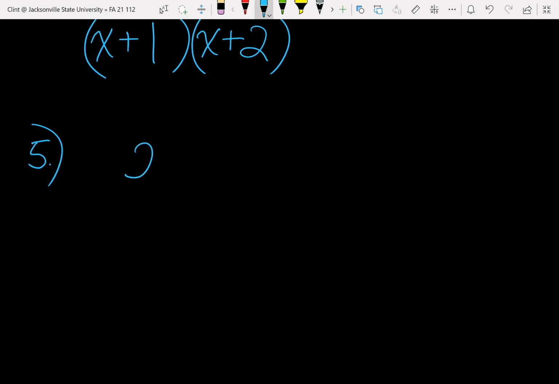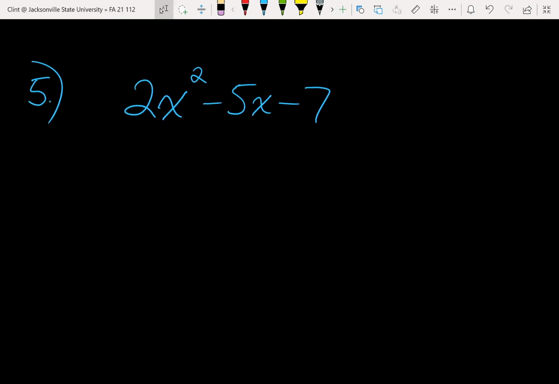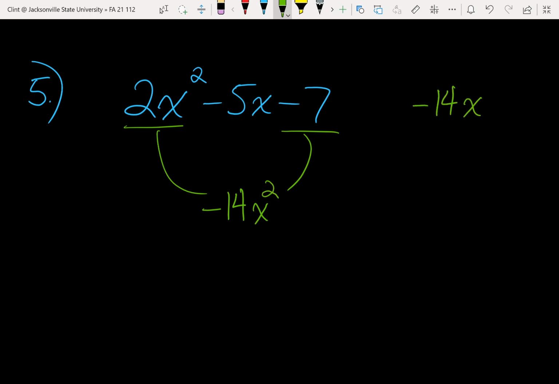Same thing, says factor the trinomial, but it gives us one where our leading coefficient is not a 1. Okay. So on these, remember we're going to take the first term and the last term and multiply them together. Here we get negative 14x squared. And that's what we want to find factors of. So we want to find factors of negative 14x squared that will add together and give us the middle number, negative 5x.